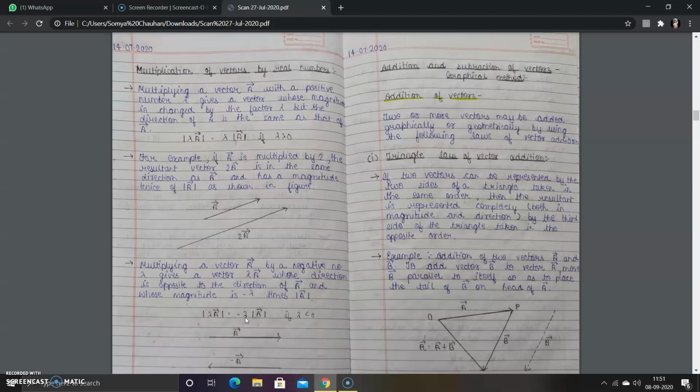Now we have to discuss the next topic, that is addition of vector. As I have told you earlier, we have to add the vectors by two different methods. First one is triangle law of vector addition, while the second one is parallelogram law of vector addition. So firstly we are here to discuss triangle law of vector addition.